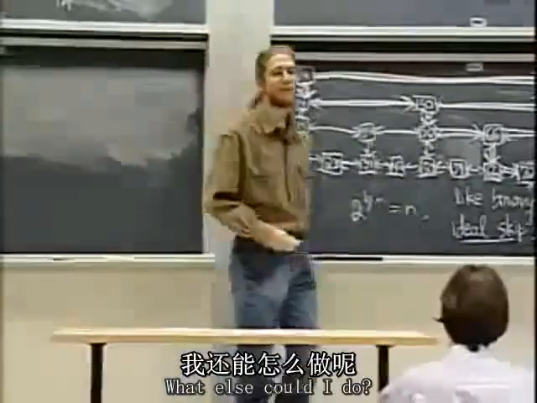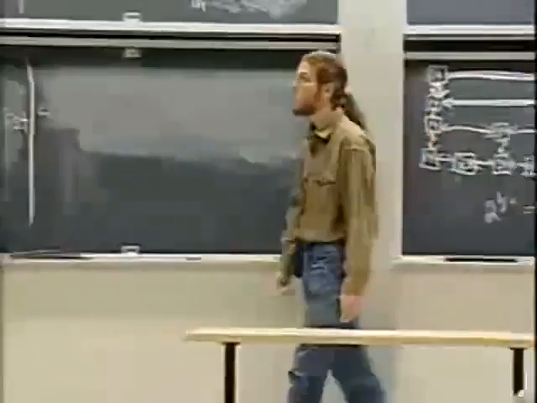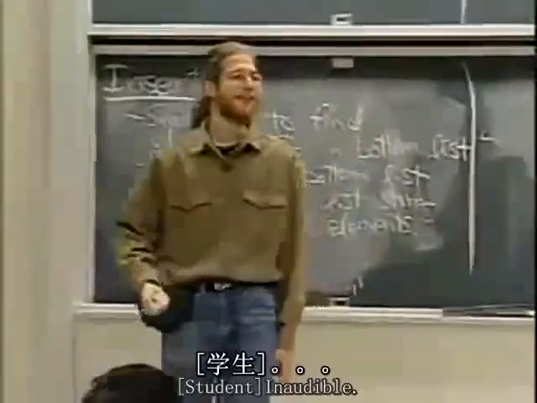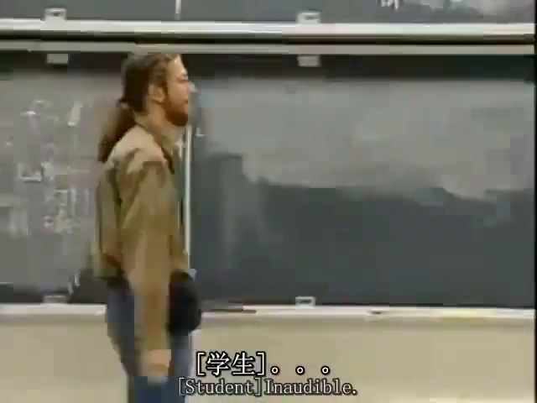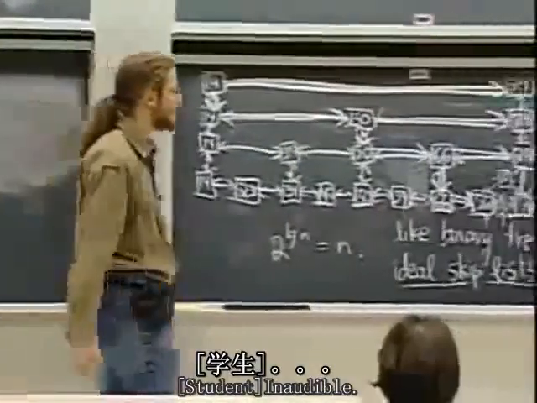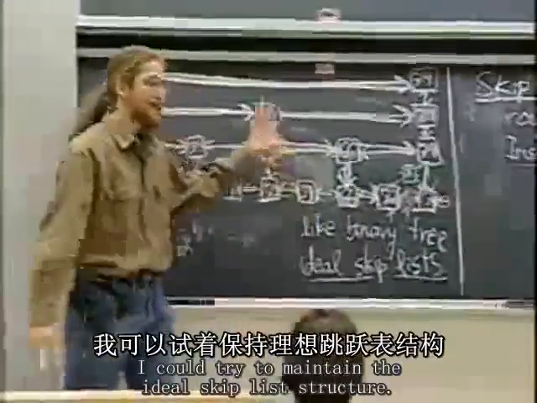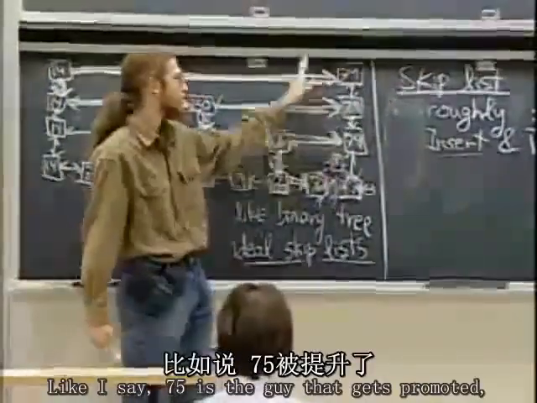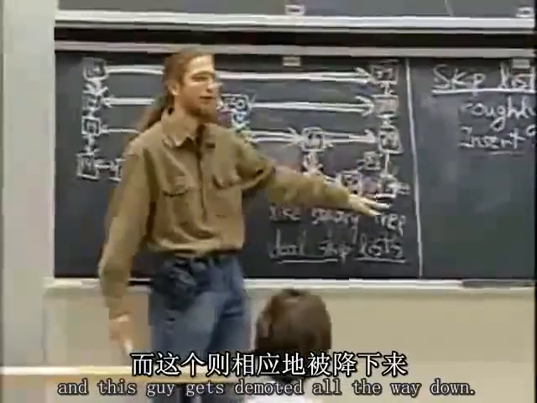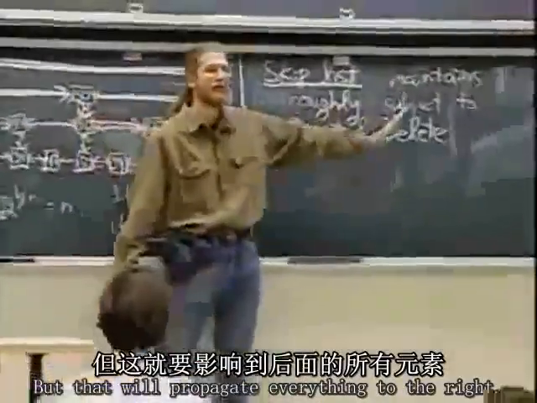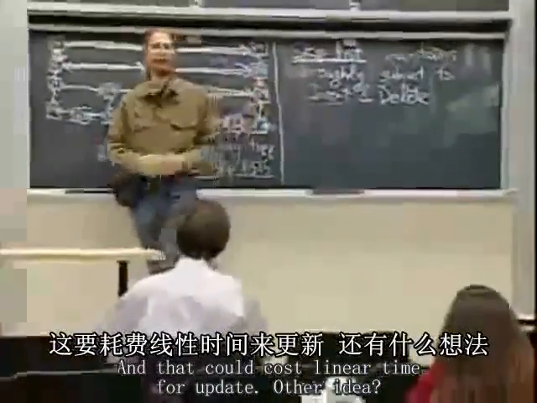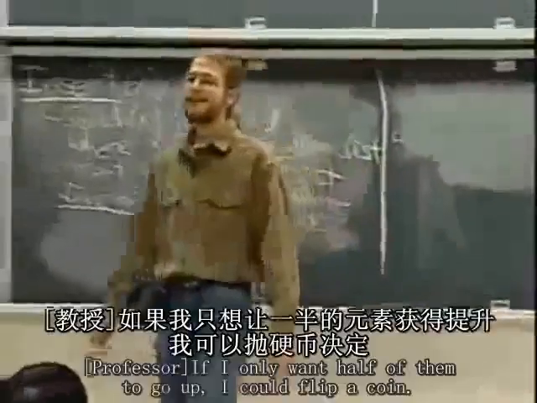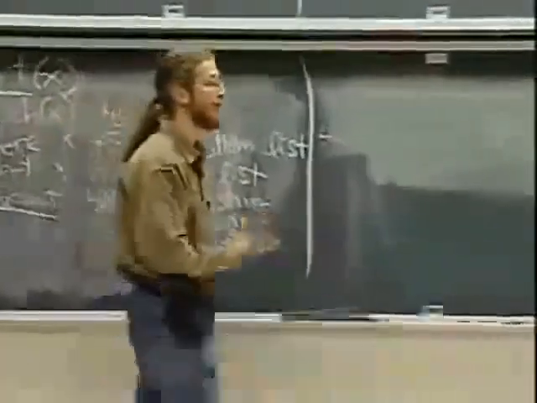What else could I do? I could try to maintain the ideal skip list structure. That will be too expensive. I could say, well, 75 now is the guy that gets promoted, and this guy gets demoted all the way down, but that will propagate everything to the right, and that could cost linear time for an update. Other idea? If I only want half of them to go up, I could flip a coin.